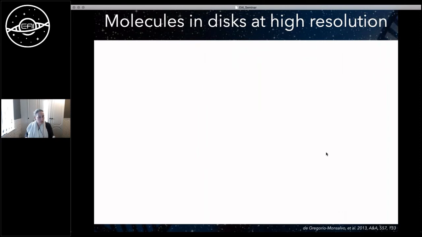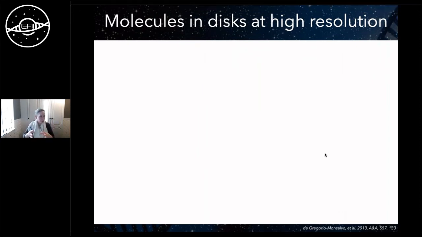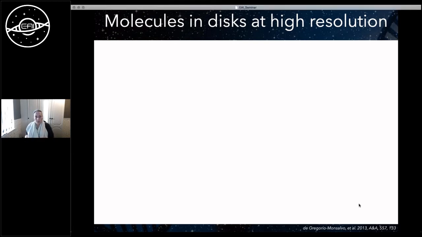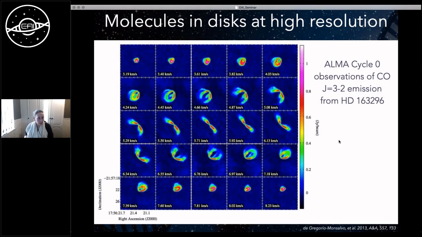So everything I've showed you so far, there's a couple of nice examples of these molecular rings that are tracing different things. Those were all still at quite moderate spatial resolution. So what are we actually seeing at high resolution? First of all, I just want to show you one of the science verification data sets from ALMA towards this disk here, which was 163296.